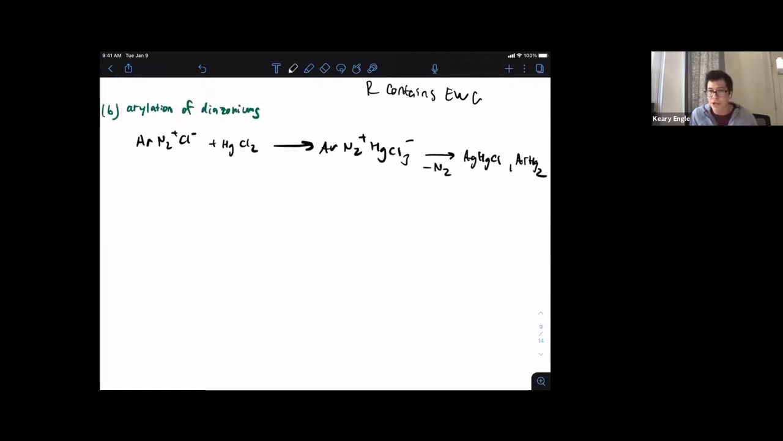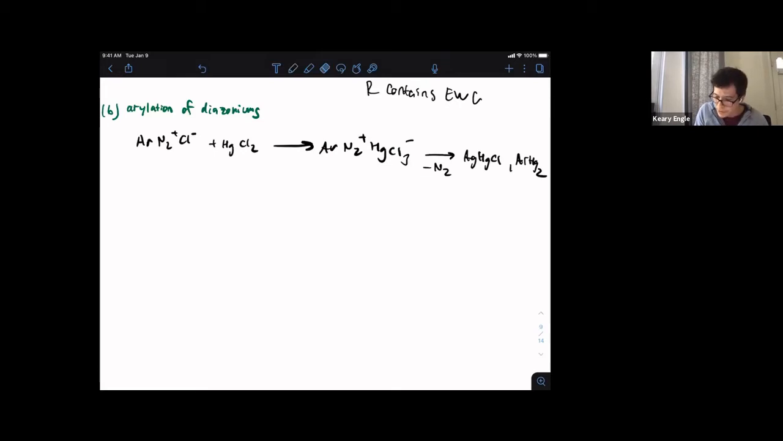And another way to generate organomercury species is arylation of diazoniums. Here too, we're foreshadowing some reactivity that we'll come back to later in the context of the Matsuda-Heck reaction. In this case, with mercury dichloride, treatment with an aryl diazonium salt can lead to aryl transfer to the mercury center.